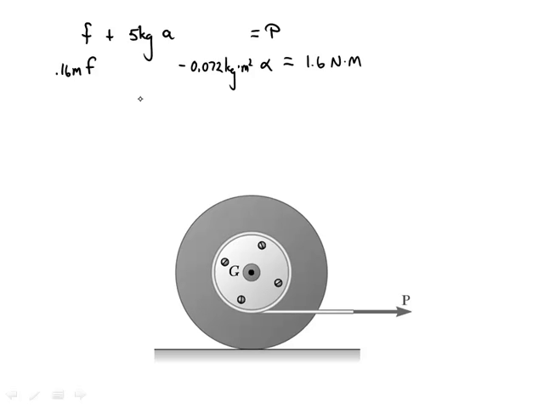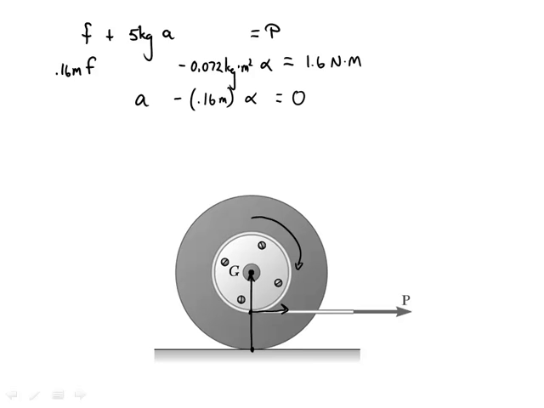And then finally, a equals R alpha means a minus R alpha equals 0, but which R? See, now this point right here that the cord is attached to, that's moving to the right. That's not a fixed point. Alpha is in this direction, and so the fixed point would be down here, and so the R that I use for R alpha is going to be the outer radius, so 0.16 meters.